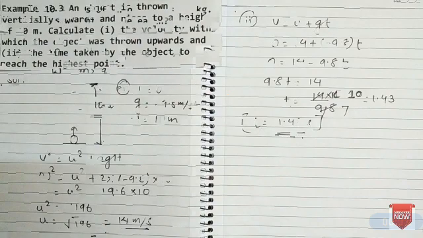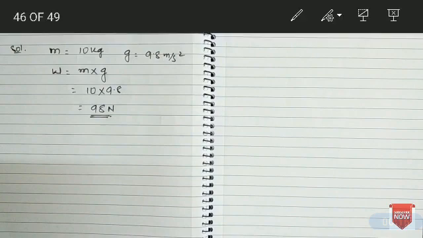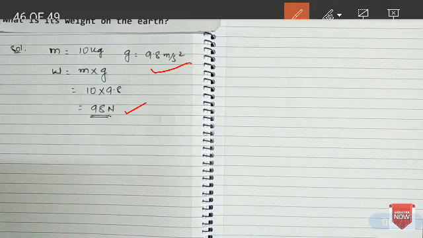Now the fourth question is, mass of an object is 10 kilograms. What is its weight on the earth? So mass is given 10 kilograms. Acceleration due to gravity is 9.8 meter per second square. As we know, the formula of weight is mass into acceleration due to gravity. We will multiply both and we will get the weight. Weight is 98 newtons.